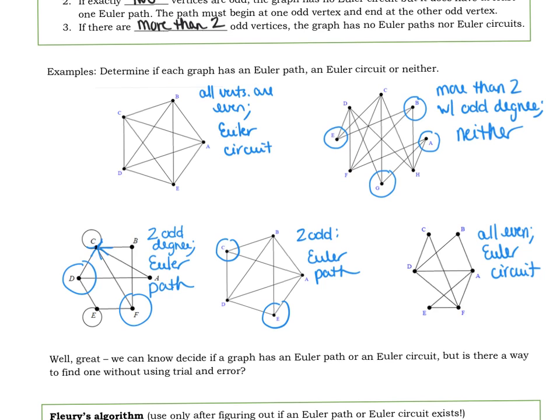And in the next video, what we're going to look at is, now that we know we have an Euler path, or we know we have an Euler circuit, is there a quick way to find one without using trial and error? Now that you know there is one, you can still take a wrong turn. We're going to come up with or study a method to make sure we hit one every time.